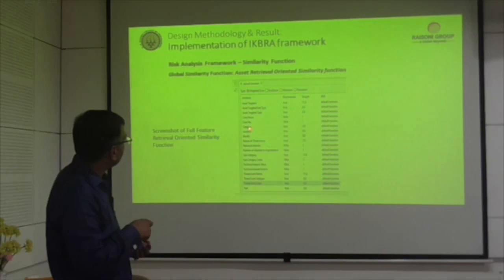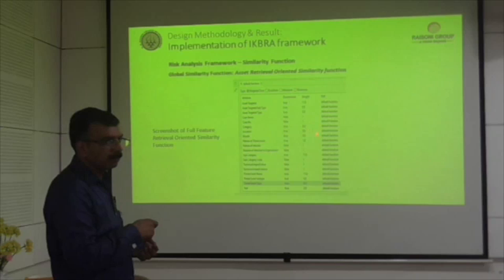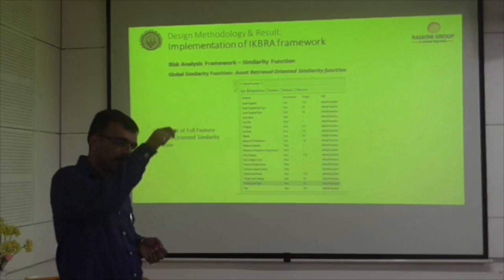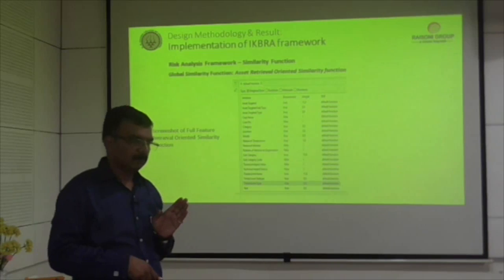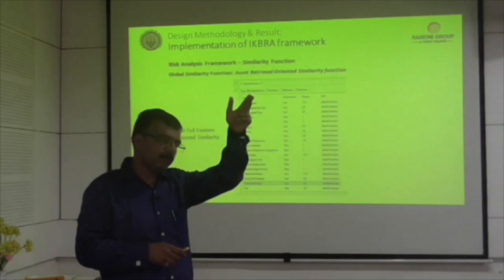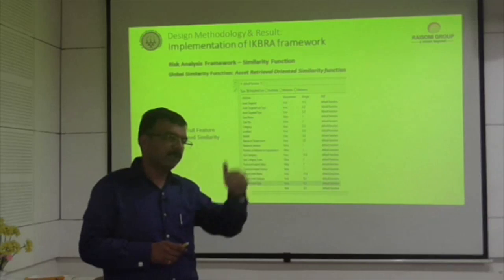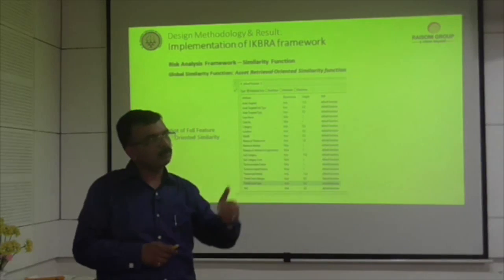Suppose this is a category. He puts the category, then he will get the category. First, whatever the similarity retrieval will be, it will be based on the category. If suppose he puts all the things, then similarity will be based on all the weights. Higher weight will be higher priority, and lower weight will be lower priority.